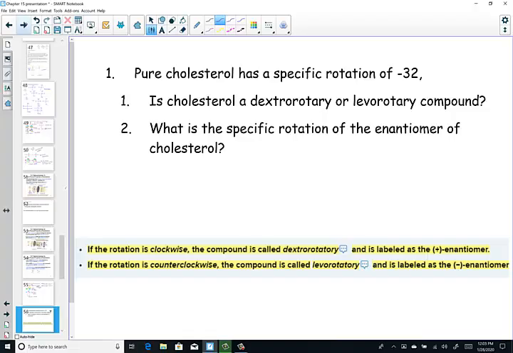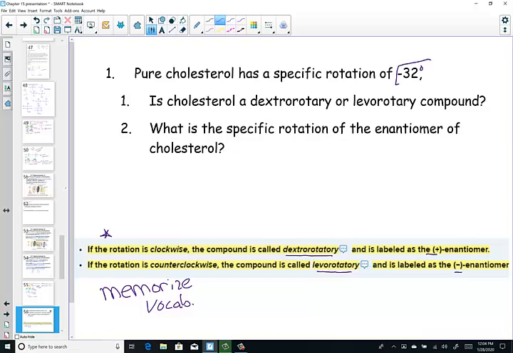Pure cholesterol has a specific rotation of -32. I should have a degree there because it's an angle that it's spinning. -32. This makes me go back, and I will have to say, you should memorize this vocabulary to do well on this portion. Memorize the vocabulary of the following 2 terms. Dextrorotatory is the positive enantiomer. Levorotatory is the negative enantiomer.